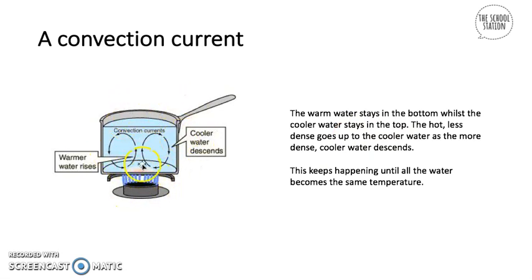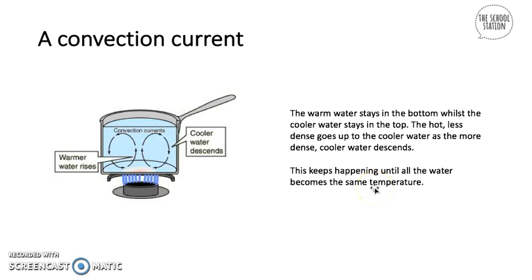So if you have this fire going in the kettle, the bottom part of the water gets really hot, but this is less dense, so it goes to the cooler water, which is at the top, but the cooler water also descends because it wants to go to the less dense section. So it just kind of goes like that as a cycle, and this basically keeps on happening until all the water becomes the same temperature.